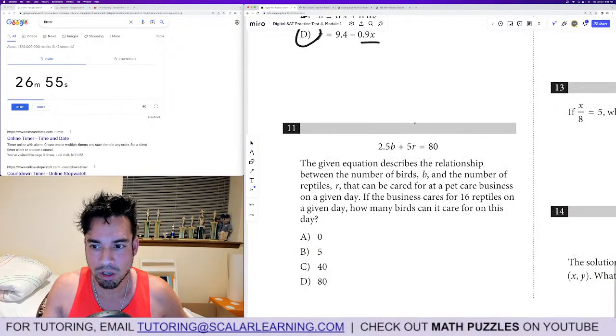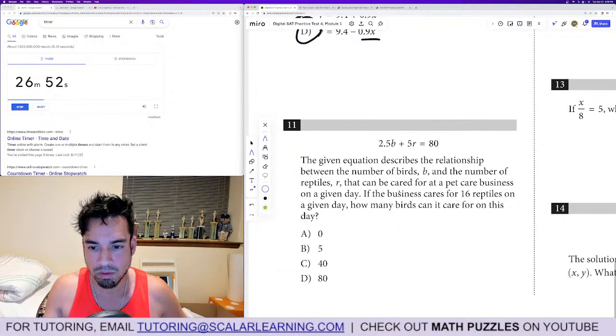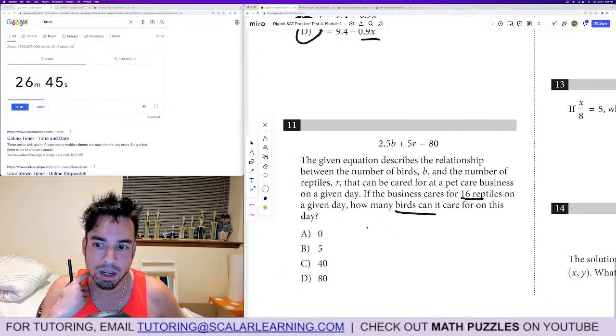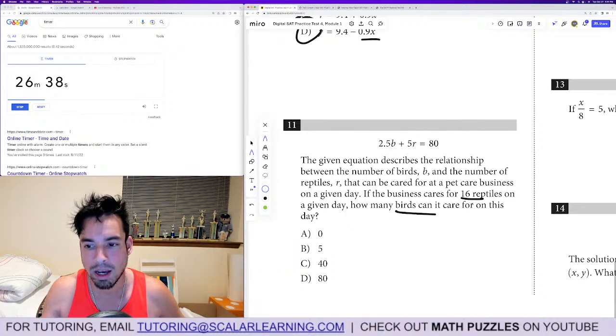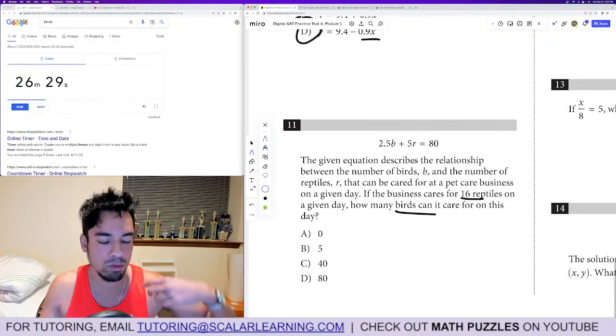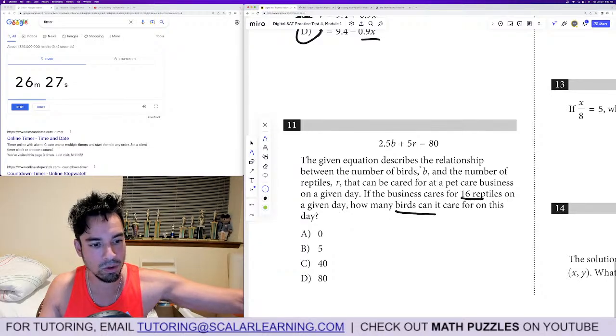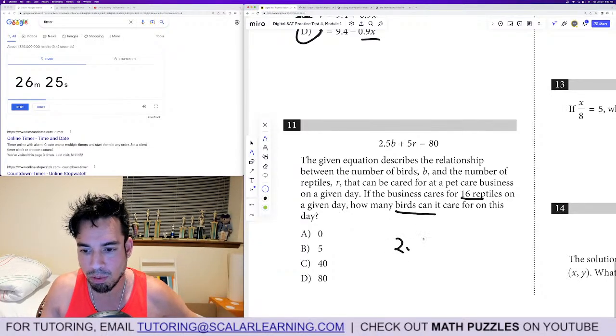The given equation describes the relationship between the number of birds and the number of reptiles going to be cared for at a pet business on a given day. If the business cares for 16 reptiles on a given day, how many birds can it care for on this day? Wait, this is plug and chug, right? 16 reptiles. Okay. Oh, got it. Yeah, so when you plug in 16, 5 times 16 is 80, and this goes to 0. So then birds would be when R equals 0, right? Let's assume we have no reptiles and we're doing full throttle for just birds. So it's 2.5b equals 80.